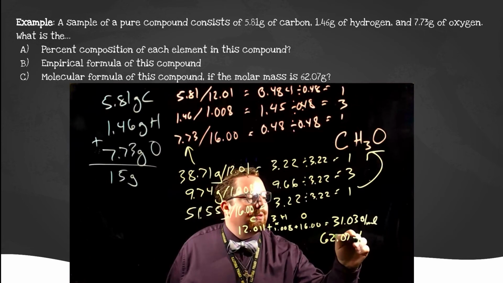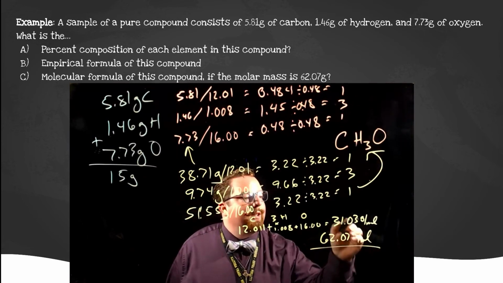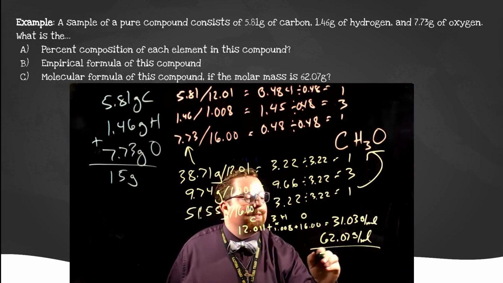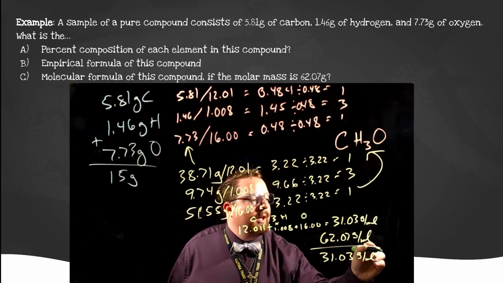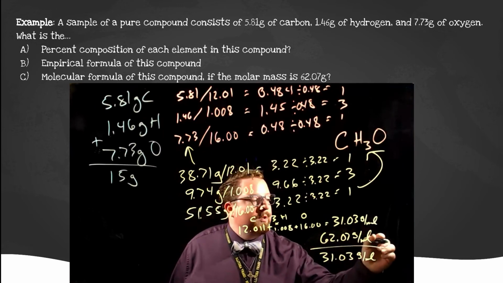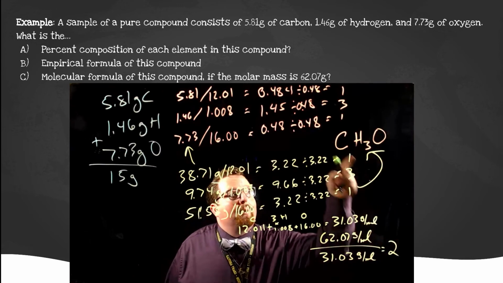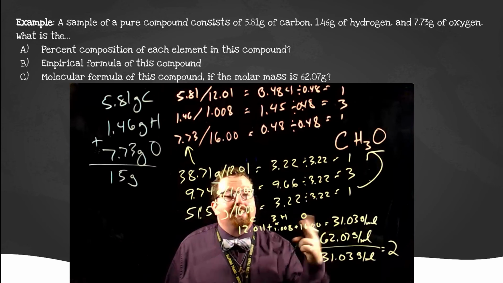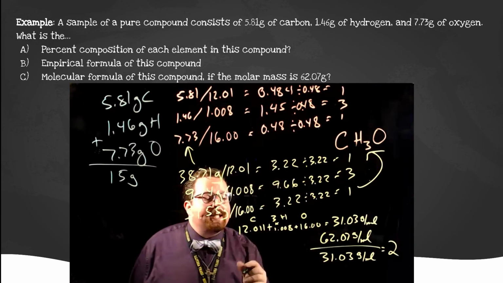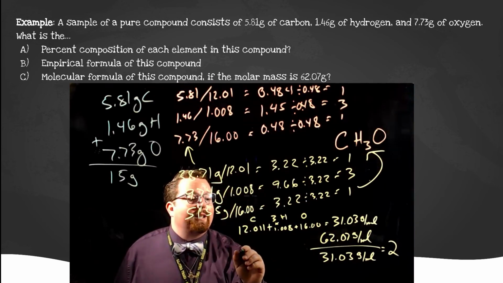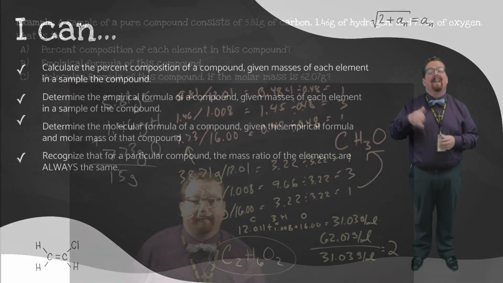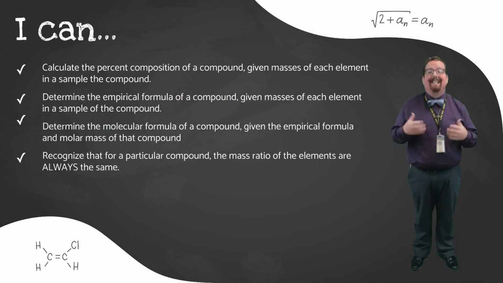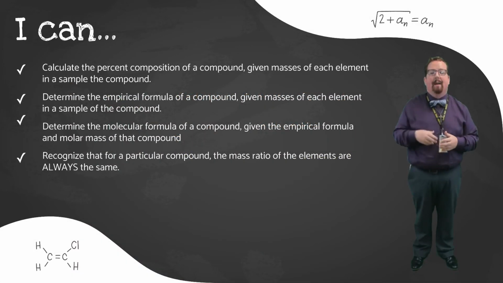Now you take your actual molar mass, the 62.07 grams per mole, and divide by your empirical molar mass, 31.03 grams per mole, and you get about 2. That means your molecular formula is twice your empirical. So instead of CH3O, the molecular formula would be C2H6O2. If any of these statements are I can't statements for you, come ask me for help.